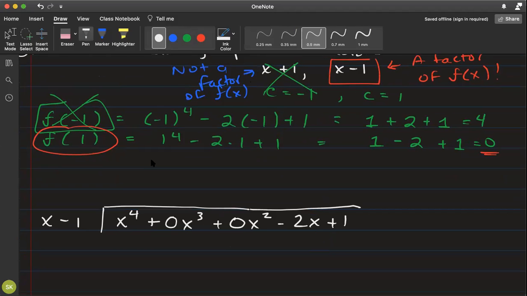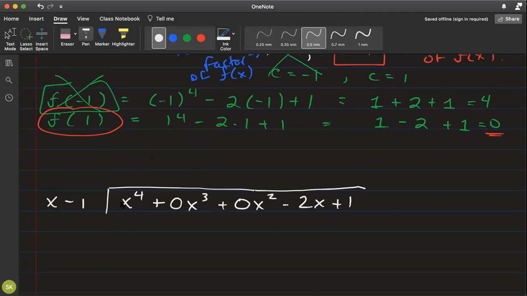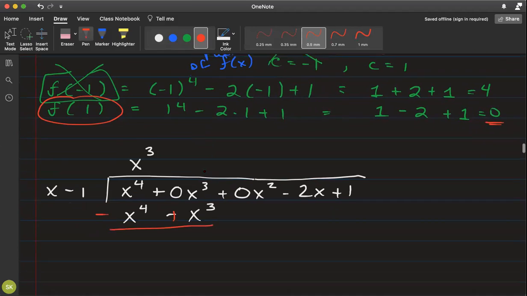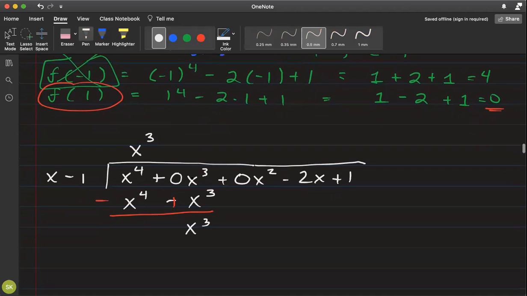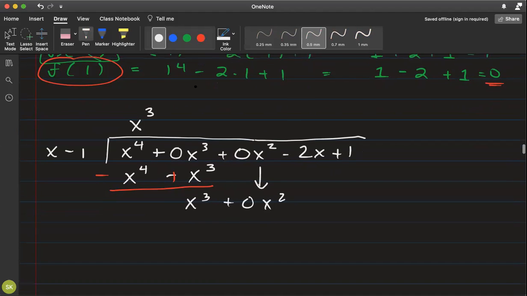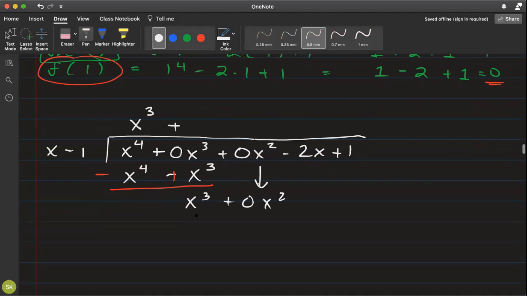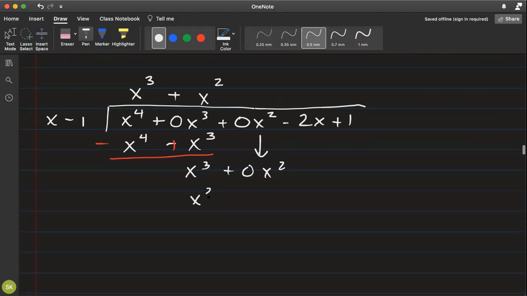Okay, so now let's start the division. So x into x to the 4th, we need to multiply by x cubed. So we get x to the 4th minus x cubed. And now let's subtract this, change all the signs, and pull that x cubed down, because 1 plus 0 is 1. Now we pull this 0x squared down. And then to get x cubed, we need to multiply this by x squared. So we get x cubed minus x squared.